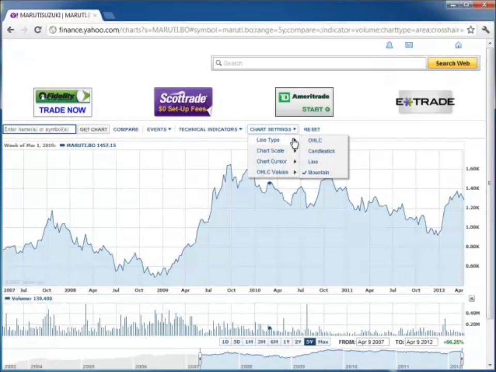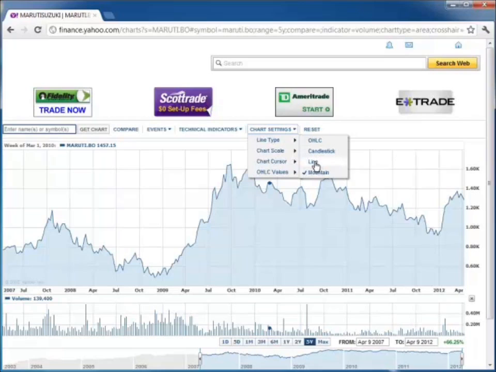Now we can change the chart type in the chart settings. If we go to line type, we'll have OHLC, which is open, high, low, and close, which we'll come to in a couple of slides. Candlestick we'll come to in a couple of slides. Now line and mountain are essentially the same thing.